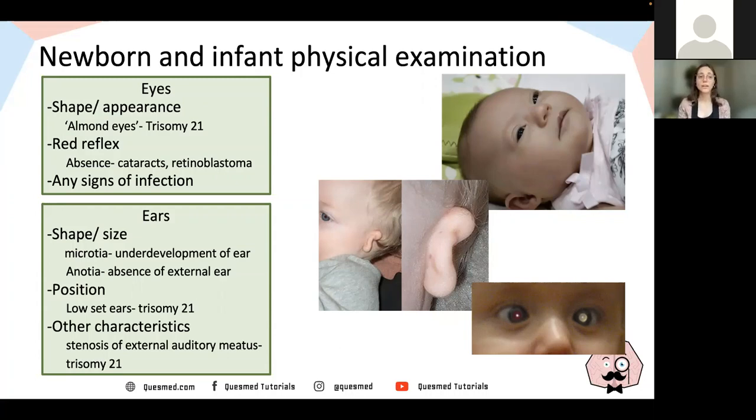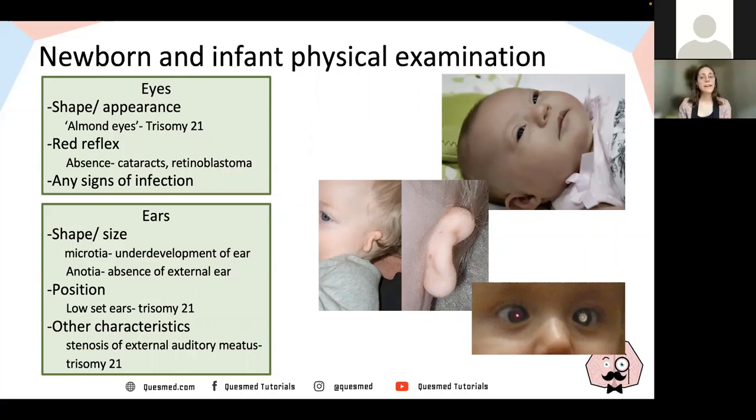to double check. And any signs of infections, any crusting around the eye, any potential STI being vertically transmitted from the mother to the child, like chlamydia infection to the eye, anything like that. And then any abnormal shape of the ears.